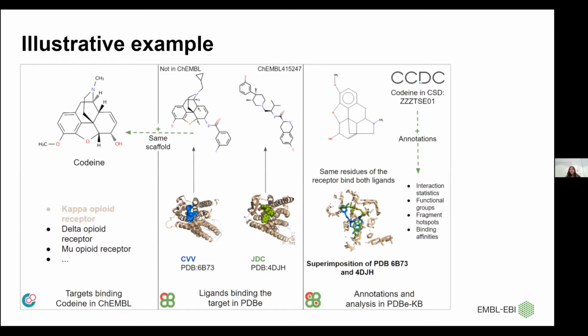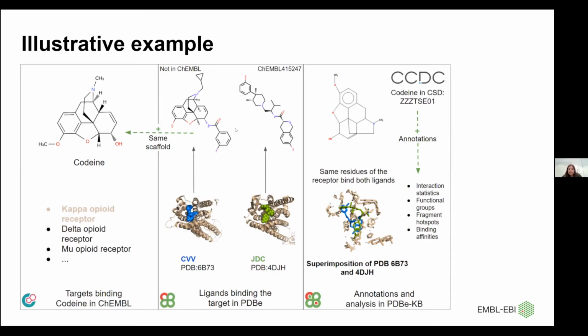So this is just an example to show you, when I say integration of the data, what I really mean. Here I have taken an example of a painkiller, codeine, which binds to various targets. And you can see in ChEMBL, and ChEMBL has, in fact, a lot of target data for this codeine. For instance, it binds to the human kappa opioid receptor. In PDB, we don't have the 3D structure for codeine, but we have two similar ligands which have the same scaffold. One is present in ChEMBL, and the other one is not.